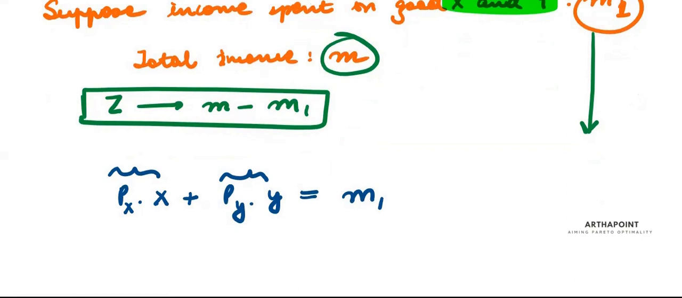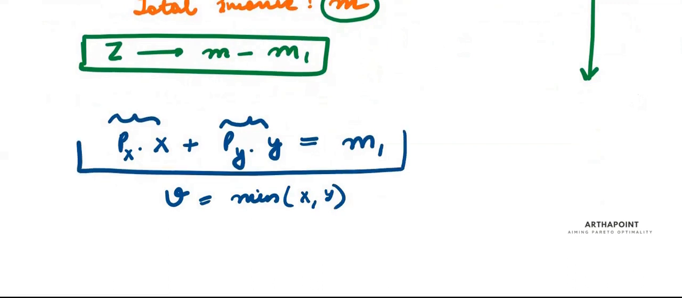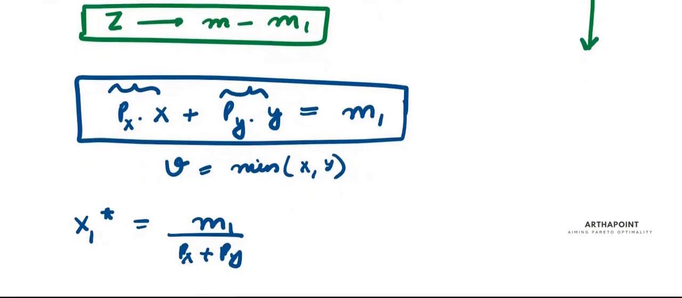Now, from the exercise that we did, I'm not going to do that again, but I know that if X and Y have a utility function which is min of xy, and if this is my budget line that I have, then I know from what we did in the beginning of the class that x star will be m1 upon px plus py, where m1 is my income spent on good x and y, and y star will be m1 upon px plus py. X and y will be consumed in the same proportion.